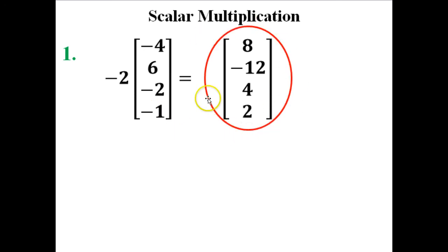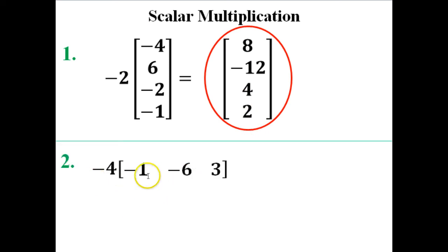So this is my answer right here. All of these are written in the correct form, and it's just straight up and down. All we really did is take this -2 and multiply it by each component in here and write it in its proper place. Now let's look at a similar one.